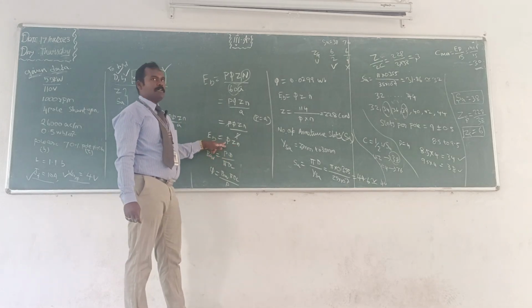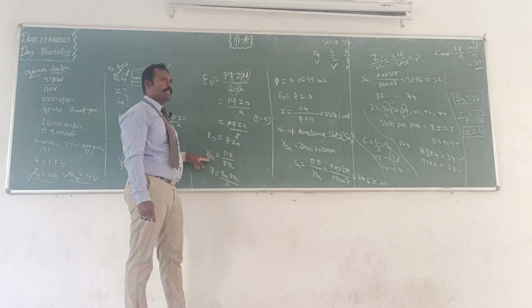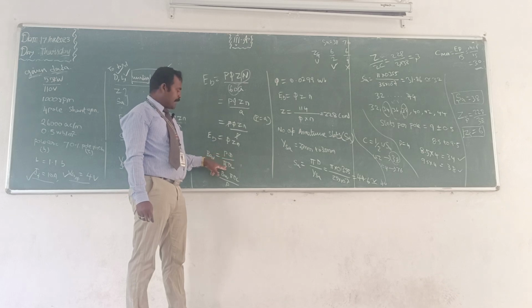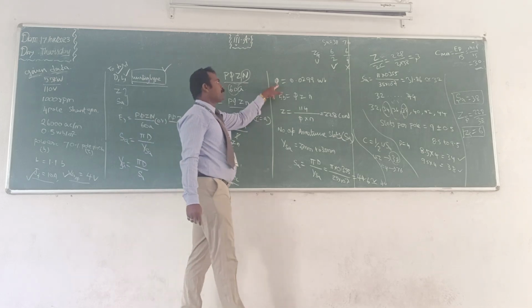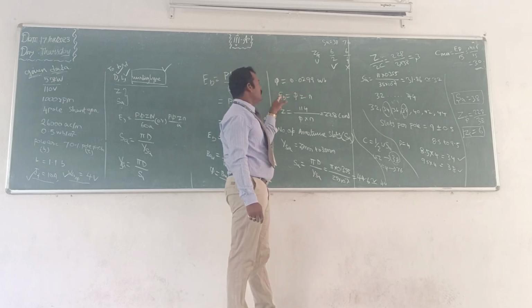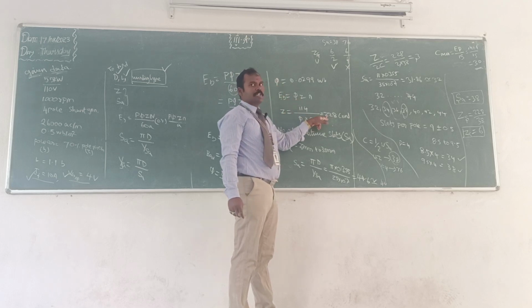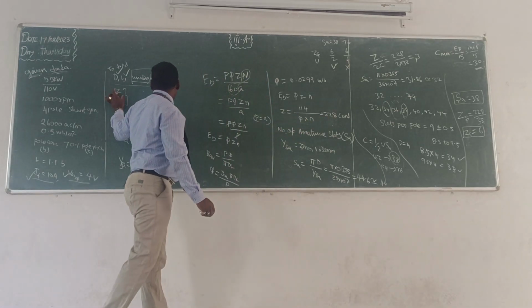We can find the flux from the specific magnetic loading. B_av equals P phi divided by pi D L. From that we can find the flux value, that is 0.0299 Weber. Then we substitute the flux value into the EMF formula and find the total number of conductors, that is 228. So that is the total number of conductors, the Z value.